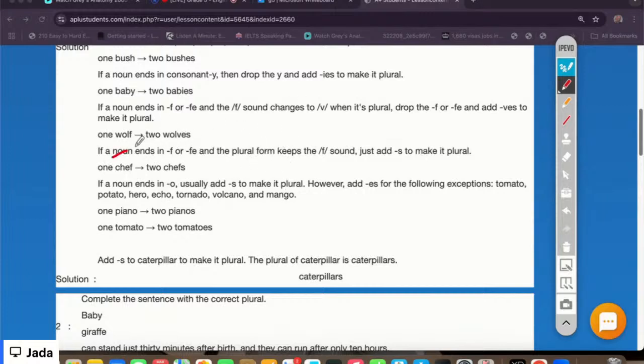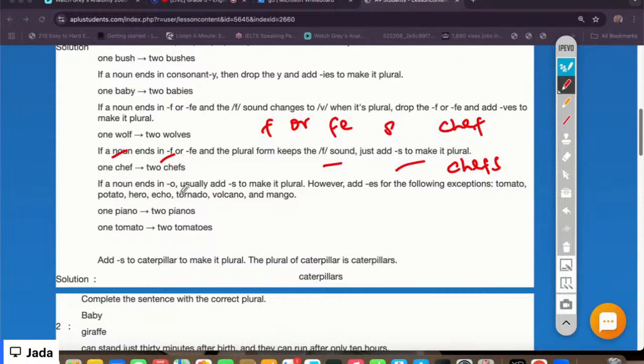Okay, so if it now ends with f or fe and the plural form keeps the f sound, you just need to add s. So if it ends with either f or fe and it still keeps the f sound, all you need to do is add s to that noun to make it plural. So it's just like we have chef. Chef is singular, and in the plural it's chefs. It still keeps the f sound, so we just need to add s.